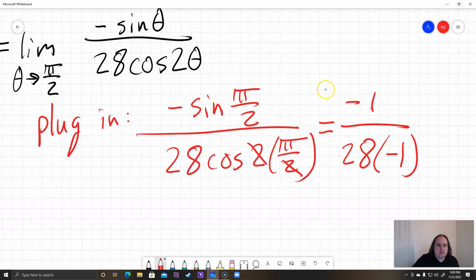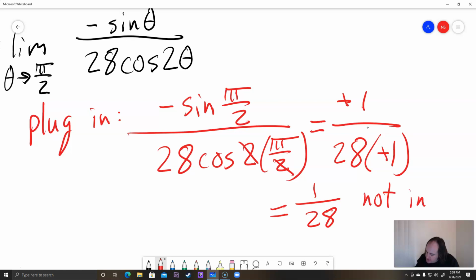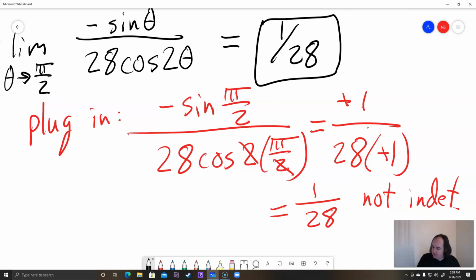Okay, so finally, on this problem, we don't have 0 over 0, so this is not indeterminate. So here, these minuses cancel out on the top and the bottom, and we're left with 1 over 28. And because this is not indeterminate, that means it's the value of the limit. Okay, so the value of this limit is going to be 1 over 28. Pretty cool, huh? All right.